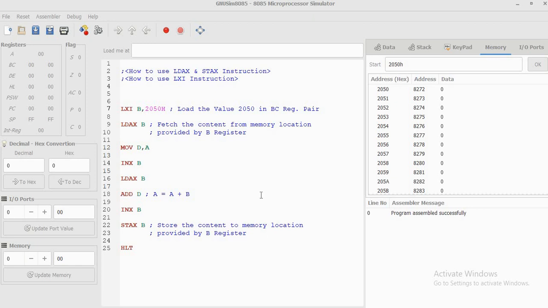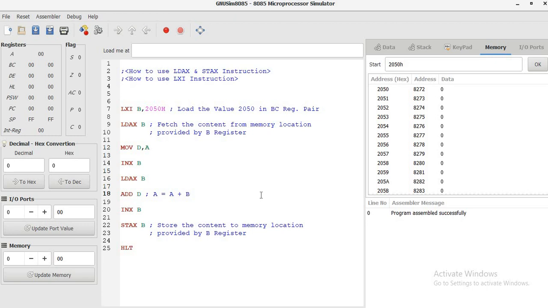Hello friends, in today's session we will try to understand new instructions of the 8085 microprocessor, and they are the LDAX and STAX instructions, that is, load indirect and store indirect. For that we will also use an instruction that is LXI, load register pair in immediate mode. I will explain all these instructions with an example so that you can get a clear understanding of them. Okay, let's begin.